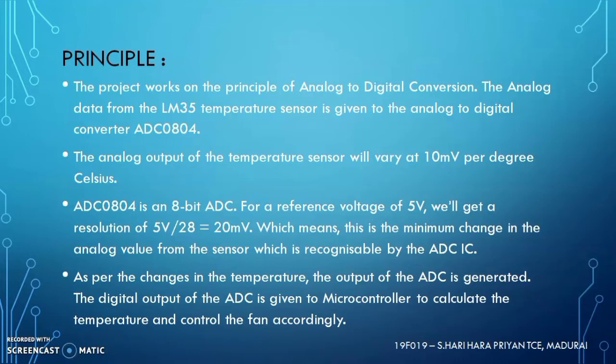Why do we use this ADC 0804? It is an 8-bit ADC. For a reference voltage of 5 volt, we will get a resolution of 20 millivolt. This is the minimum change in the analog value from the LM35 sensor which is recognizable. So we use this ADC 0804 analog to digital converter. As per the changes in temperature, the output of the ADC is generated. The digital output of the ADC is given to the microcontroller, so that the fan is made to turn on or off accordingly.